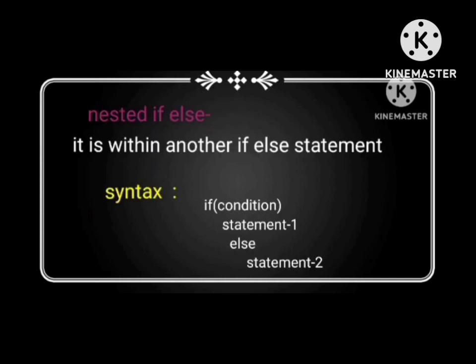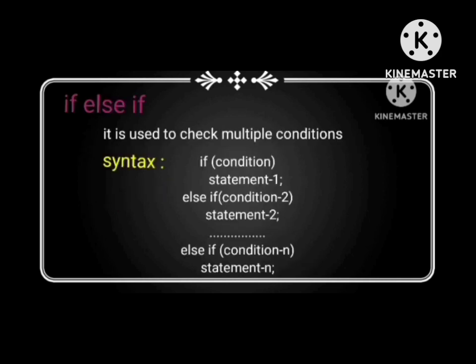Nested if else. An if else statement within another if else statement is known as nested if else. Syntax: if condition, statement 1, else statement 2. Else if is used to check multiple conditions. It is also known as ladder if. It is a chain of if statements in which each is an else if statement. Syntax: if condition 1 statement 1, else if condition 2 statement 2, and so on, else if condition n statement n.